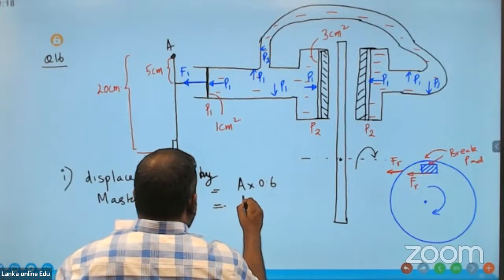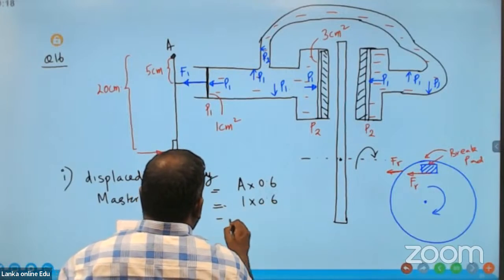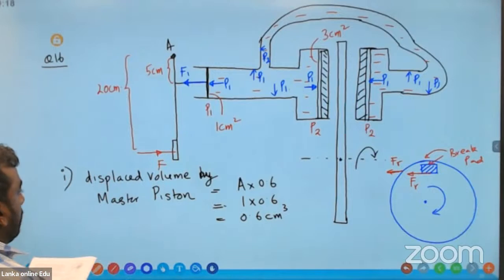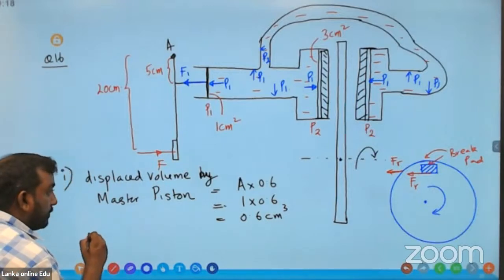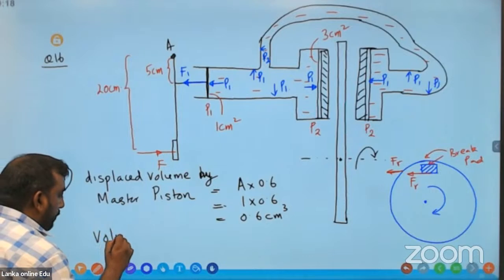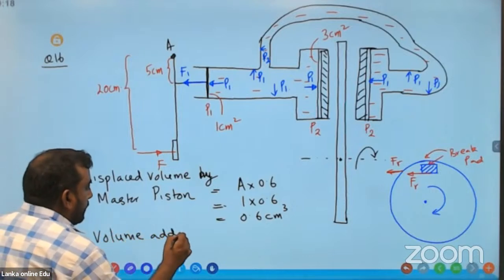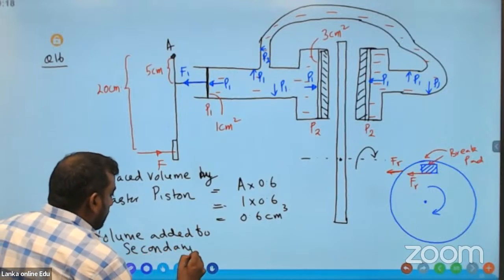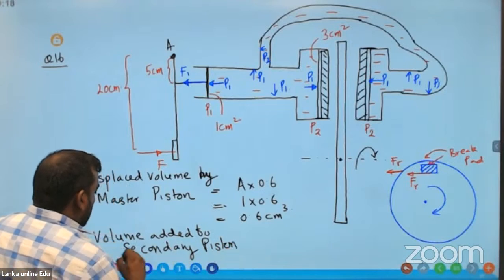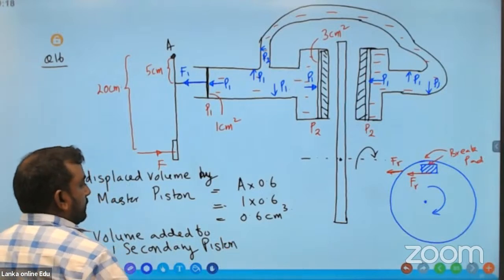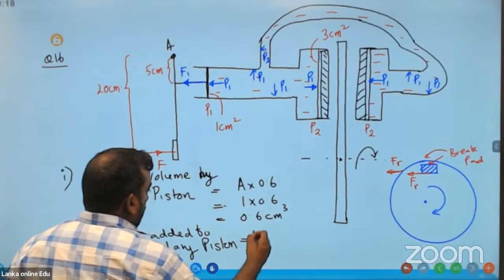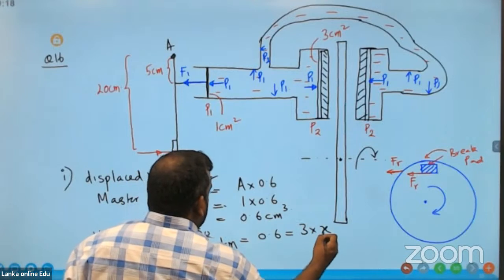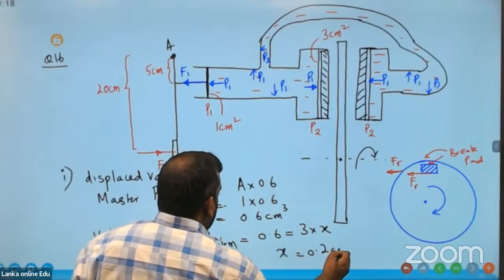Area there is going to be 1 centimeter squared into 0.6, so 0.6 centimeter cubed. That is the displaced volume by the master piston. The volume added to the secondary piston, to one secondary piston, is also going to be the same, 0.6. Area is 3 times x. X is equal to 0.2 centimeter.